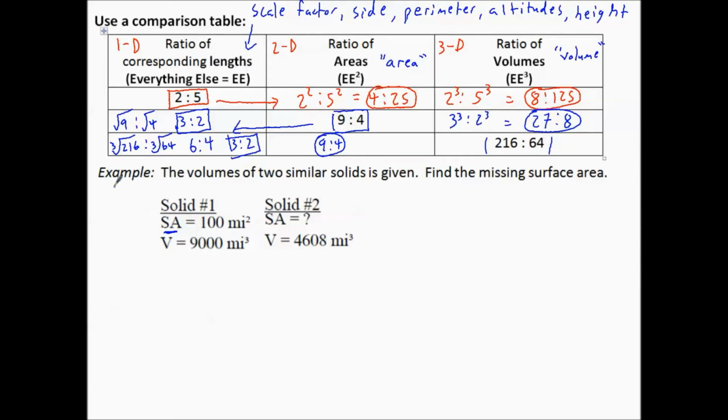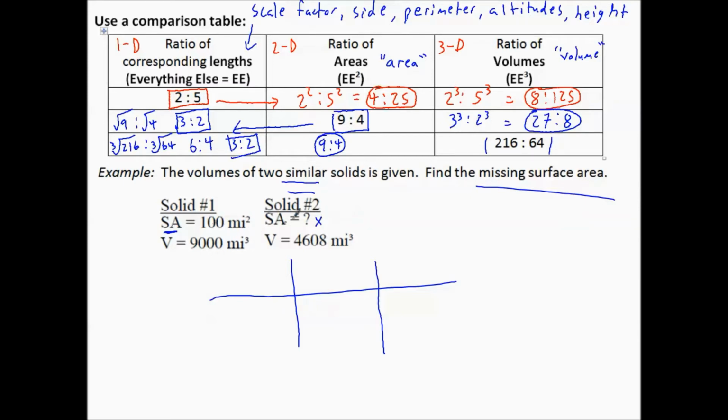But more often than not, you're going to get an example like this, where you've got a whole bunch of information about 2 different shapes that you know are similar. Well, if you're comparing surface area, volume, everything else, it doesn't matter. Set up a chart. First thing I noticed, because we don't know solid number 2's surface area. In fact, when we find that, we're done. We're going to call this x.